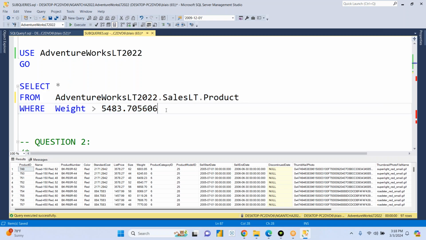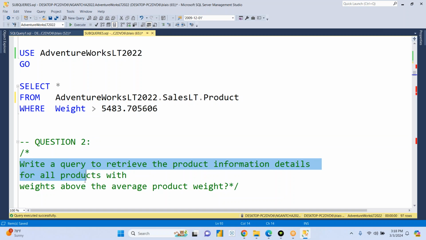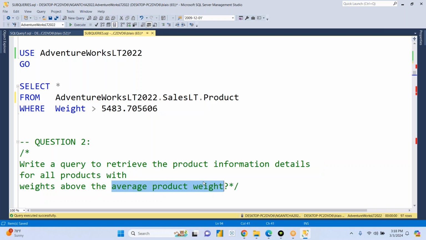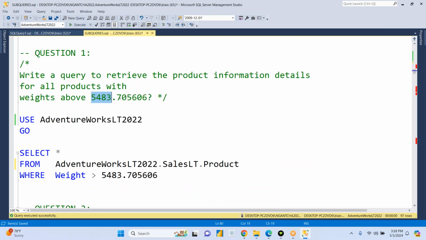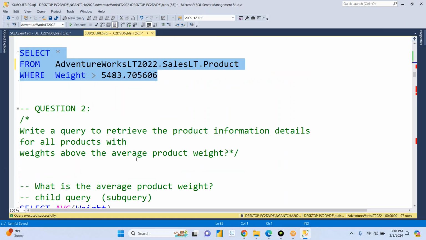All right, but then we want to step this up a little bit. All right, we want to take it to the next level and show you questions where you will need more than one query to solve them. And that's the concept right here. Write a query to retrieve product information details for all products with weights above the average product weight. This question is different from this one. In this one, the targeted value was provided. Nothing will be investigated. Just plug that in one query and you're done. You cannot do that same thing right here. Why? Because the value we are targeting in the where clause is not known.